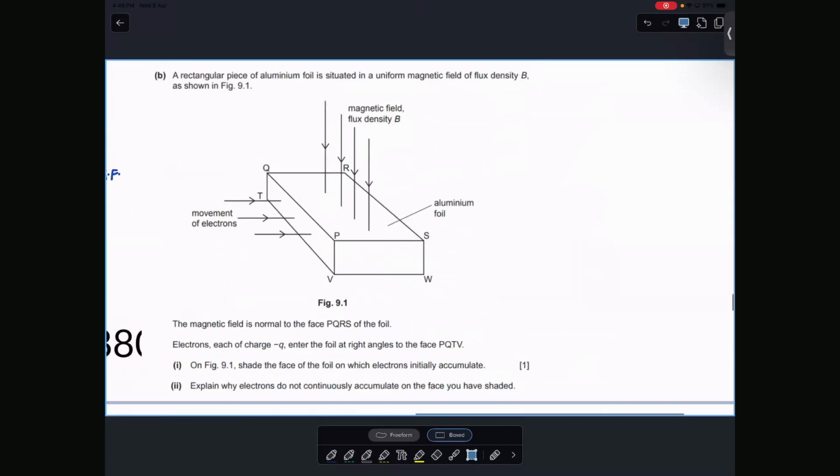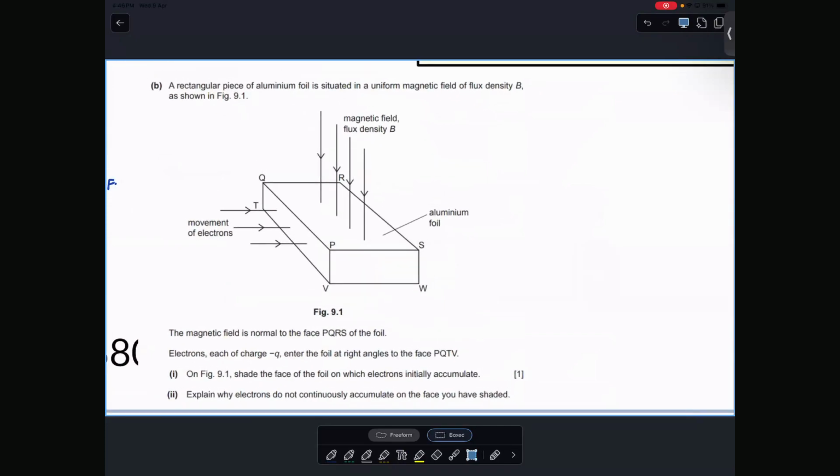Okay, look at this. It says a rectangular face of a piece of aluminum is in a magnetic field. The magnetic field is normal. Now electrons of charge q enter the foil at right angles at the face PQTV. On figure 9.1, shade the face on the foil where the electrons initially accumulate.